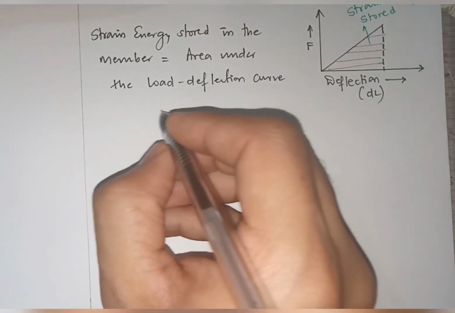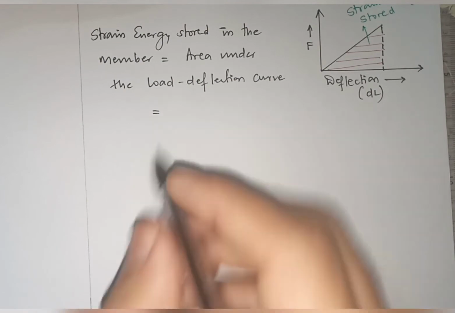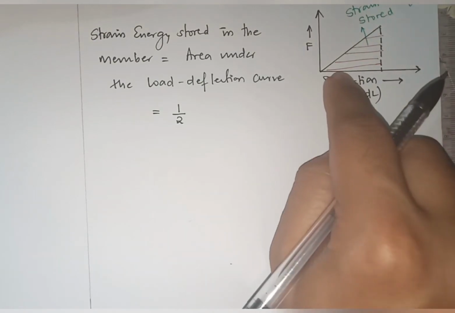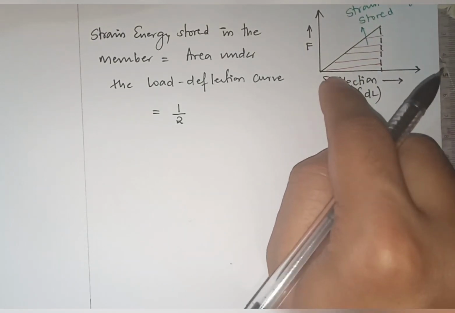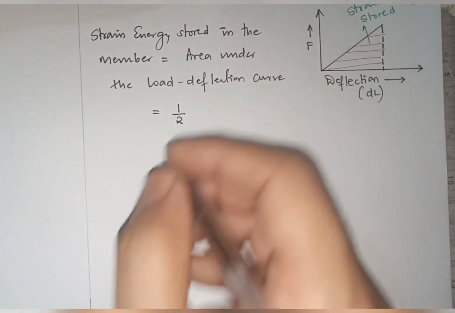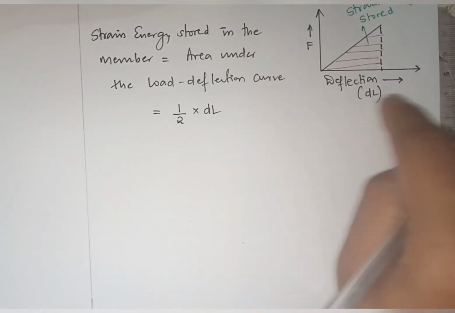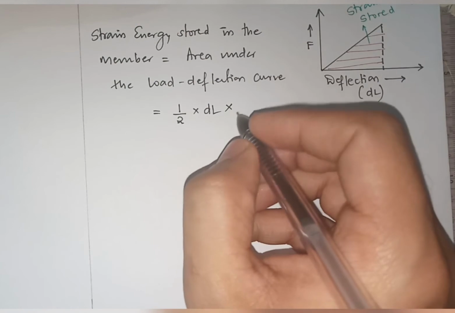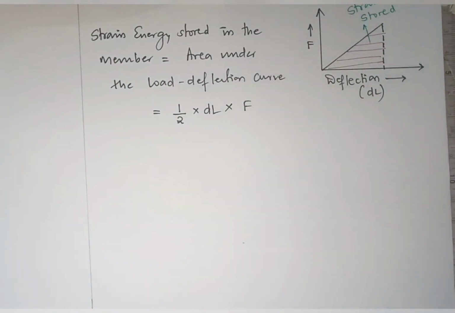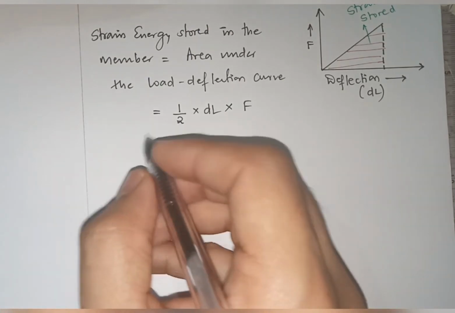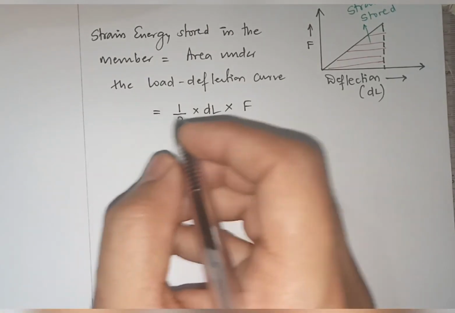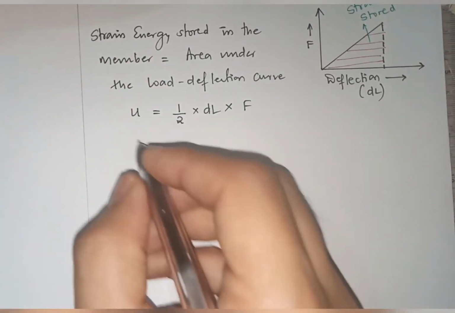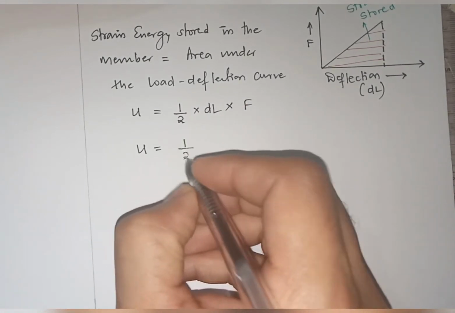Right? So how is that denoted? That is given by 1 by 2. This is a triangle, right? Half base into height. So 1 by 2. Now the deflection is dl because this base is dl, into height. The height in this case is F. Right? Now I'll take this as U because this is strain energy stored and we know that it is denoted by U. So therefore U is equal to 1 by 2.